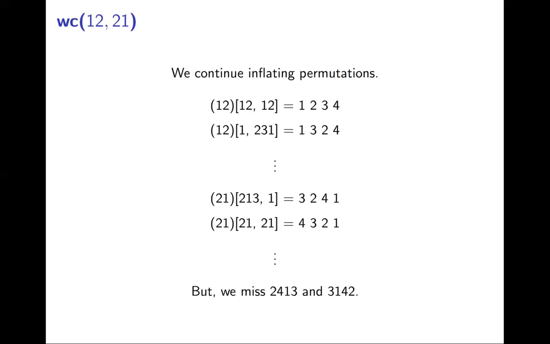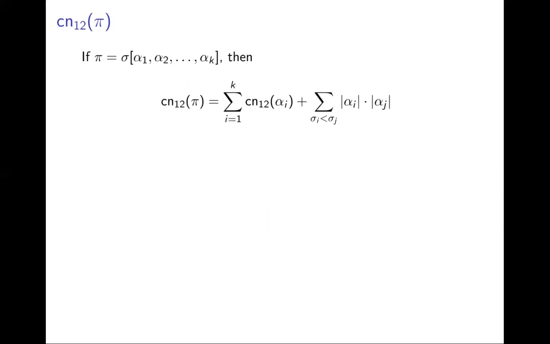Okay, and so using these observations and a couple other theorems and lemmas that I didn't include in this talk because that's too complicated to go over in this short amount of time, we wrote this formula for Cn12 of pi. So it says that f pi can be represented as an inflation, specifically as an inflation of 1, 2 by alpha 1 and alpha 2. Then we can use this big formula right here to find the number of times that 1, 2 is contained within pi.